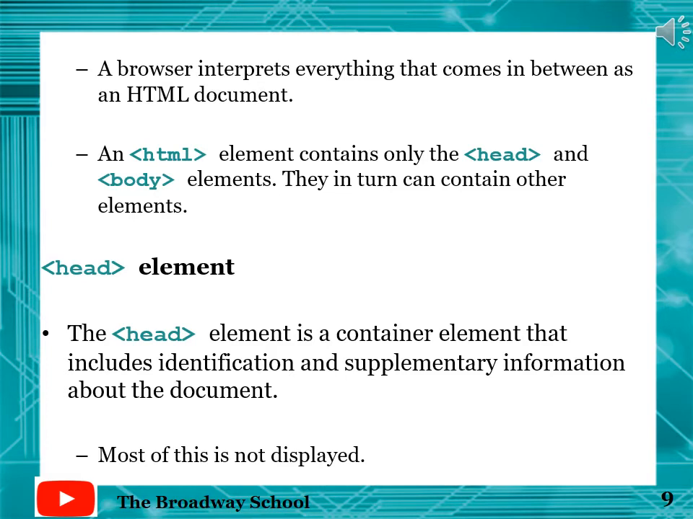The first one is the head element. The head element is a container element that includes identification and supplementary information about the document. Most of this is not displayed. Whenever you write something in the head, most of the information will not be displayed. Only the title information will be displayed. The effect of that information will be displayed, like the background color and background image. The text, the code, the statements you write there will not be displayed on the screen.